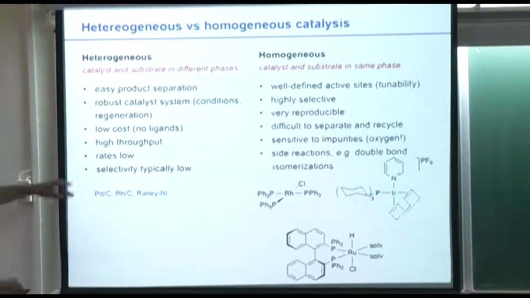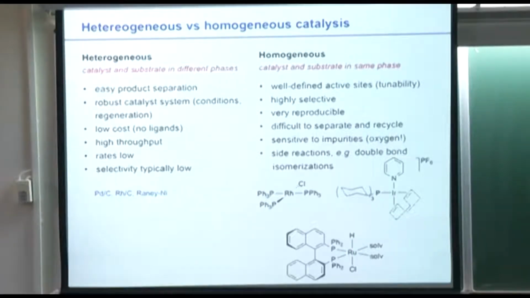So heterogeneous catalysis is of course benefiting from very easy product separation because we have different phases, so it's very easy to separate this. The catalyst system is typically extremely robust, so it's easy to regenerate the catalyst, and we have a huge variety of conditions that we can apply. And huge is really huge, you know, thousands of degrees centigrade. That's even warmer than the summer day here.